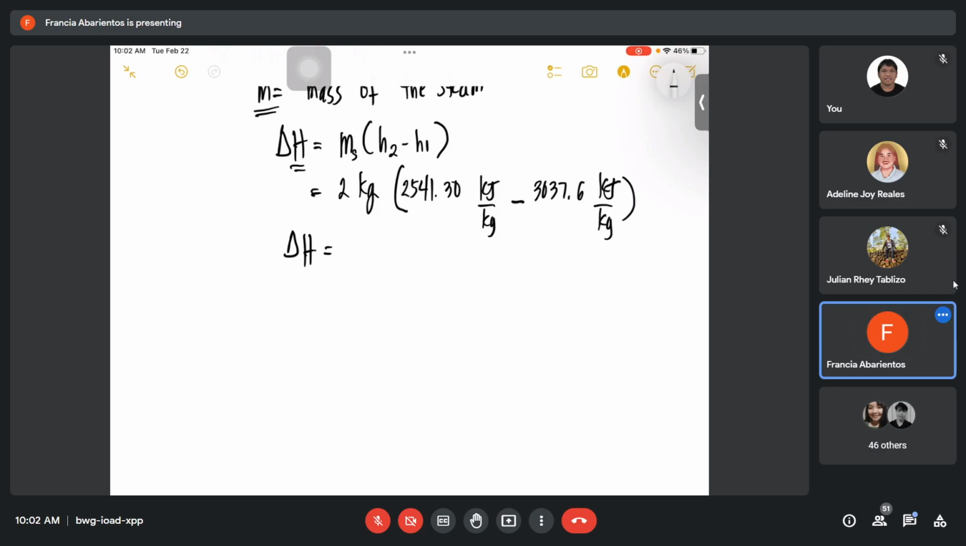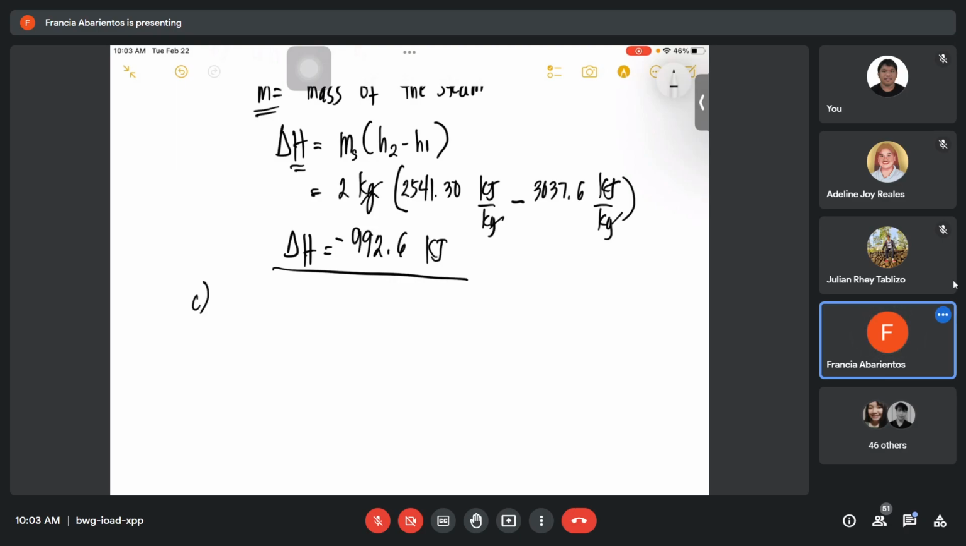Ayun, 30. 9. Ano question mo answer nyo? 992? Ayan. 41.3. So, we have 992. Ayan, very good. Negative 992.6 kilojoule. Kilojoule na lang kasi makakancel na yung kilogram mo dyan.